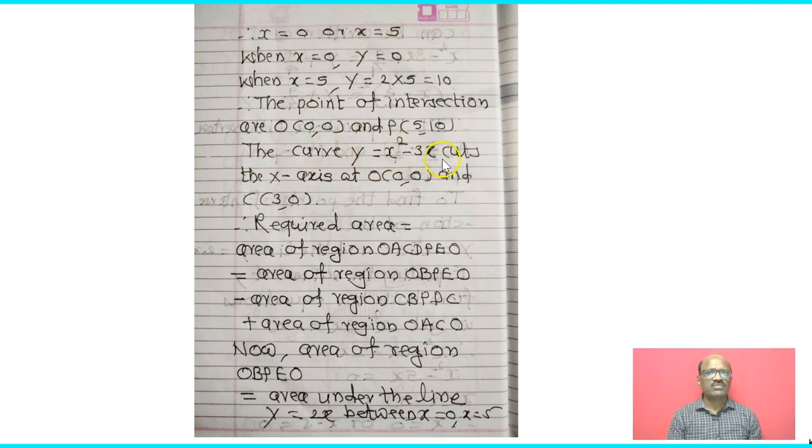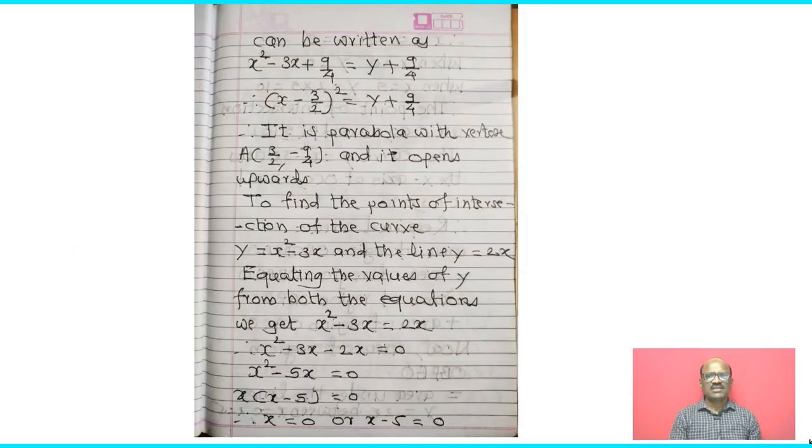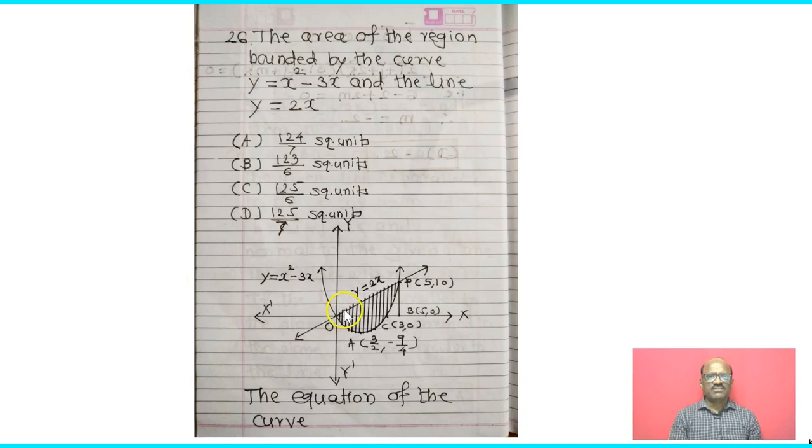The curve y equals x square minus 3x cuts the x-axis at O(0, 0) and C(3, 0). The required area is the area of the region OACPDEO. That is, the area of the region OBPEO minus the area of the region CBPDC plus the area of the region OACO. This is the region. First of all, find out the area of this curve, then subtract this, and again add this area, then we will get the answer of this problem.